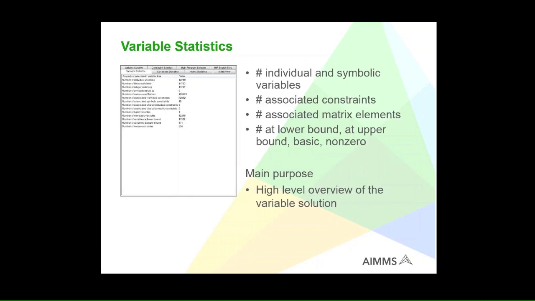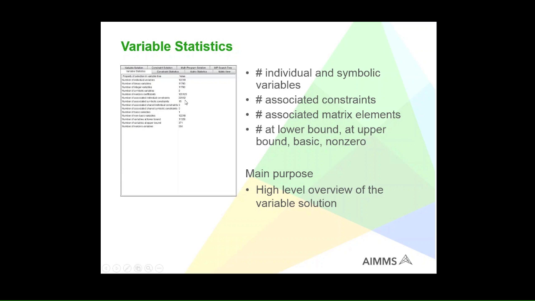The variable statistics give you information on a particular variable: the number of individual variables, the number of symbolic variables. Symbolic variables are basically the identifiers that you declare. In this case, you see 9, but the actual number of variables is 12,000.